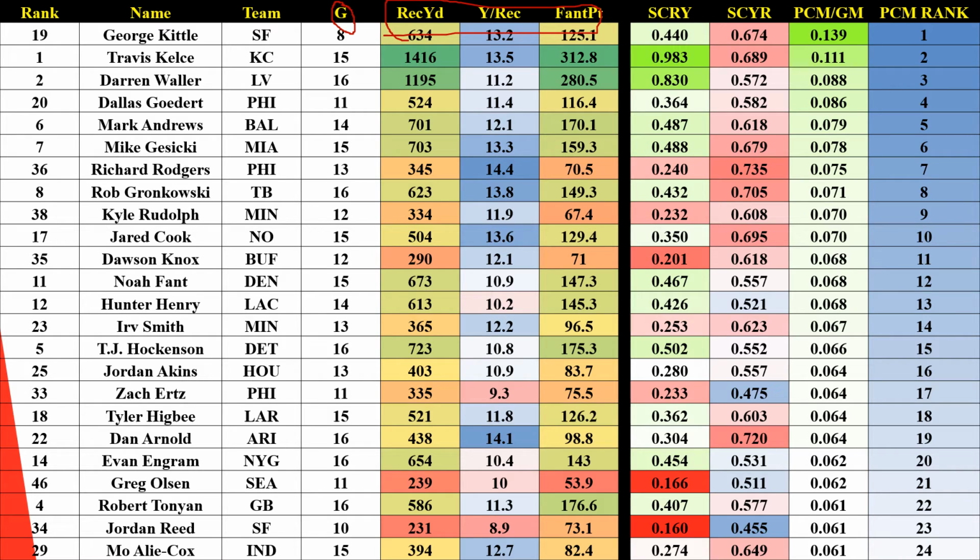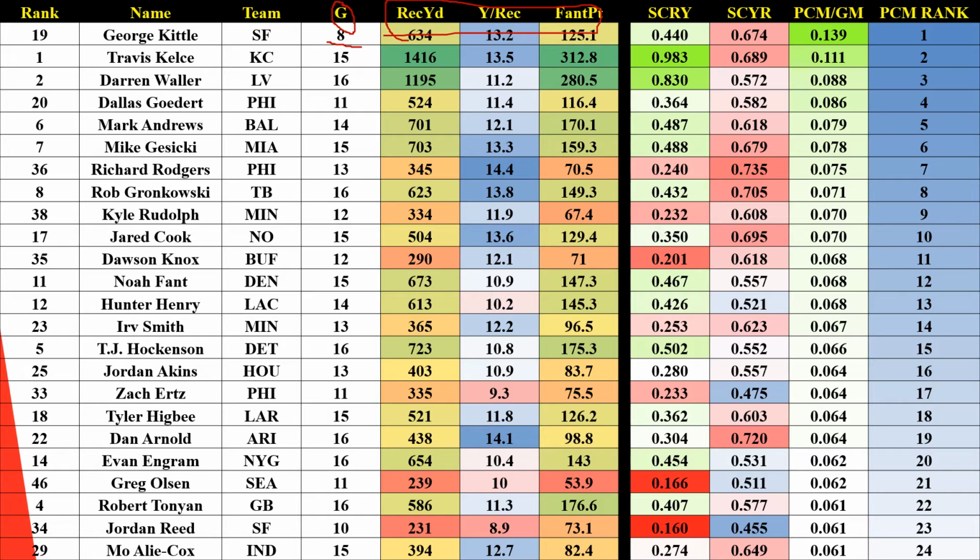And in this case, it's George Kittle here. He only played 8 games. But when you run his metrics through the model per game, he really stands out to me. And the number is 0.139. The next number is 0.111, which is Kelsey. So I think there's an opportunity there.